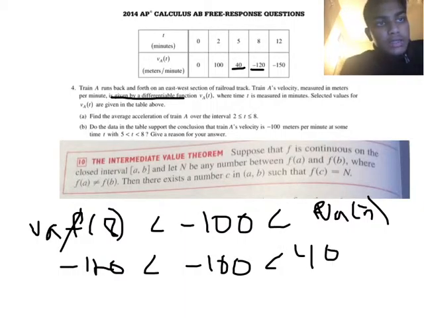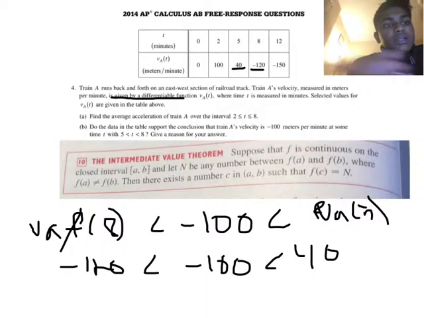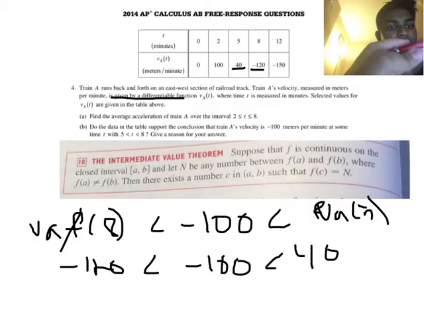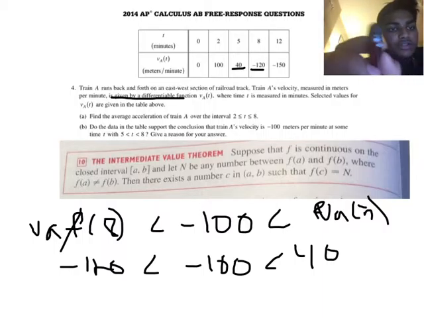So the second part of the answer would be to state in a sentence, by IVT, there is a time t within 5 to 8 such that VA of t is equal to negative 100. You must state it like that in the conclusion. On to the next part. Now we move on to part C.